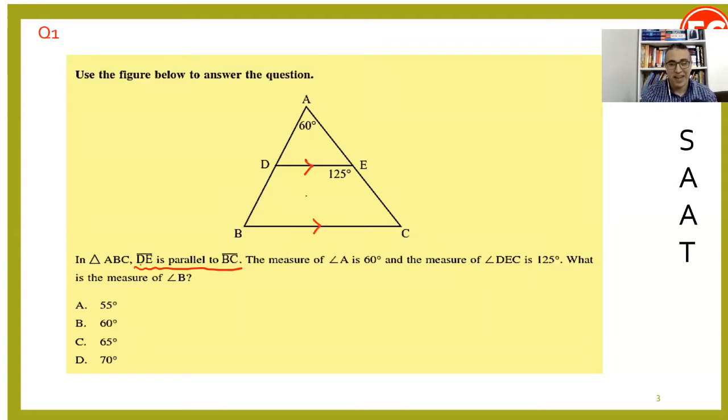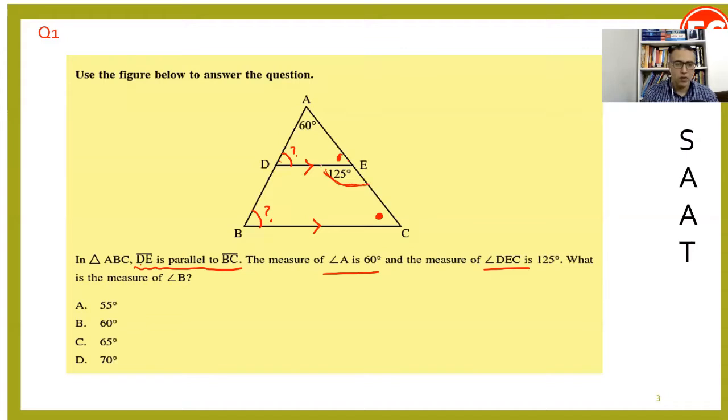Since I have a given parallel, I have corresponding angles. So angle AED is equal to angle ACB, and angle ADE is equal to angle ABC. Measure of angle A is 60 and measure of angle DEC is 125. What is the measure of angle B? I'm looking for angle B, which is equal to angle D.